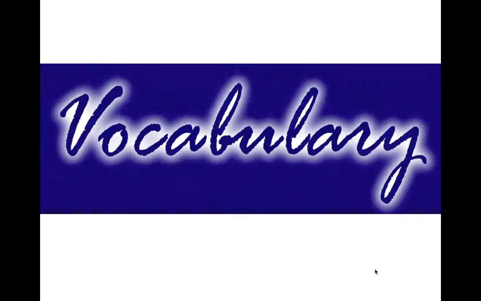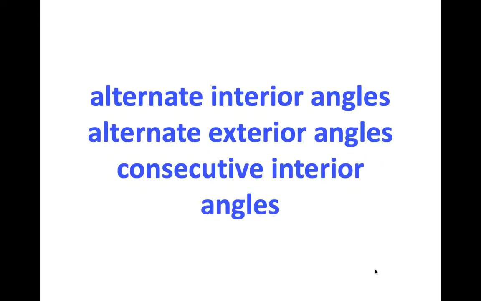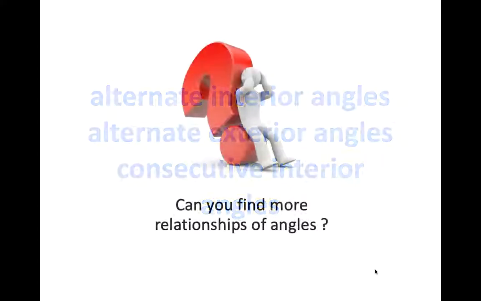Vocabulary I want you to be on the lookout for would be the alternate interior angles, the alternate exterior angles, and the consecutive interior angles. These were introduced in our last lesson, and so if you have any questions about what they are, please take a look at the video for 2.1. But we're going to be looking at their properties today.